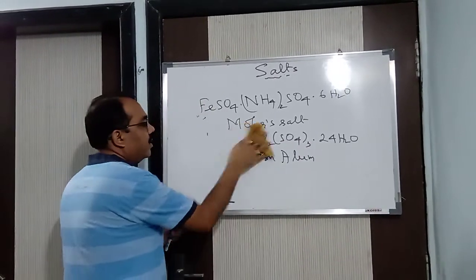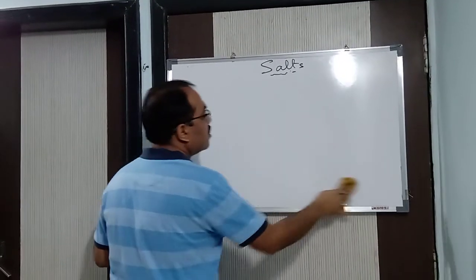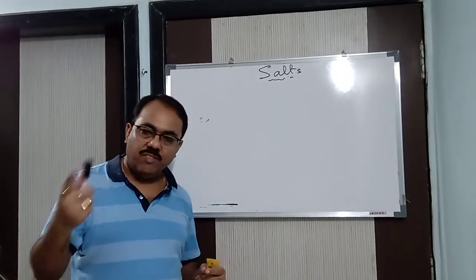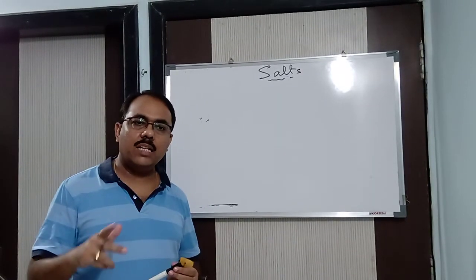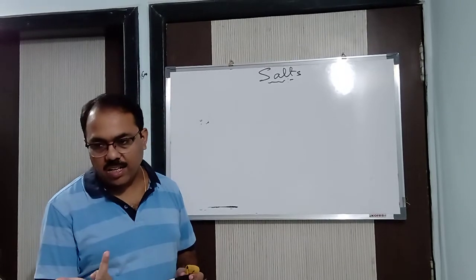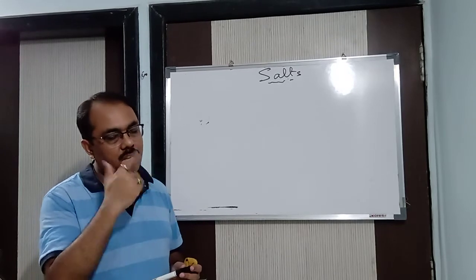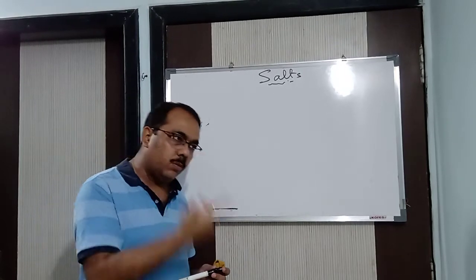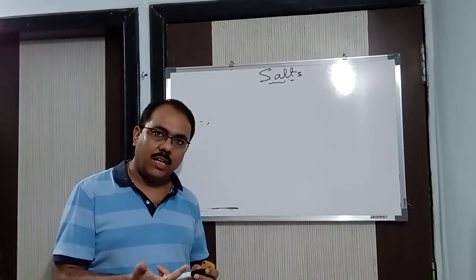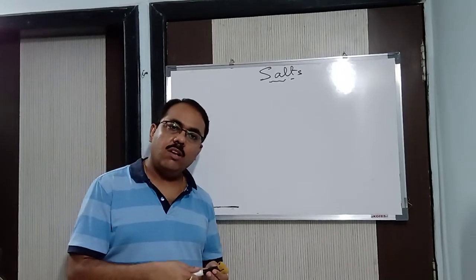Now, after double salt, we come to the mixed salt. Mixed salt means a salt which contains either two positively charged ions or two negatively charged ions. Generally we have a salt with one positive and one negative ion. Here it is either two positive or two negative, that is, either two acid radicals or two basic radicals. Acid radical is your negative and basic radical is your positive.